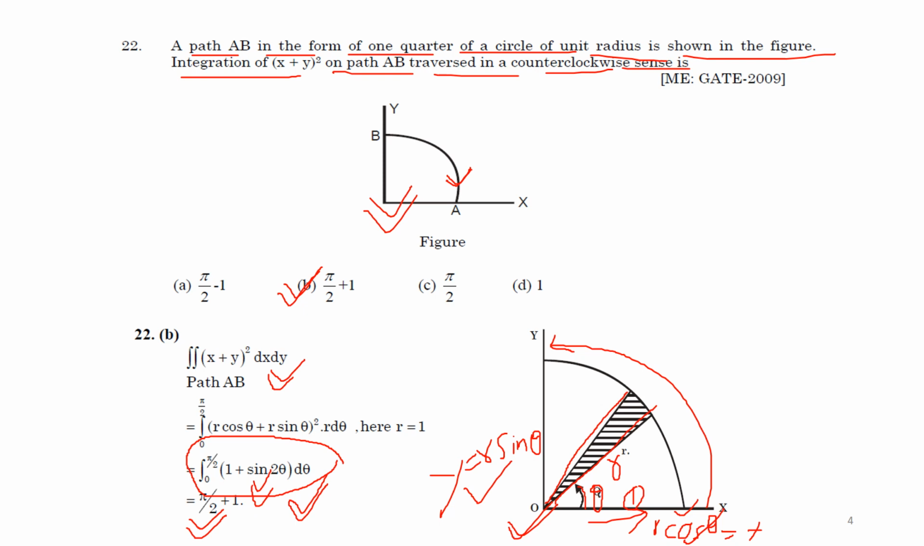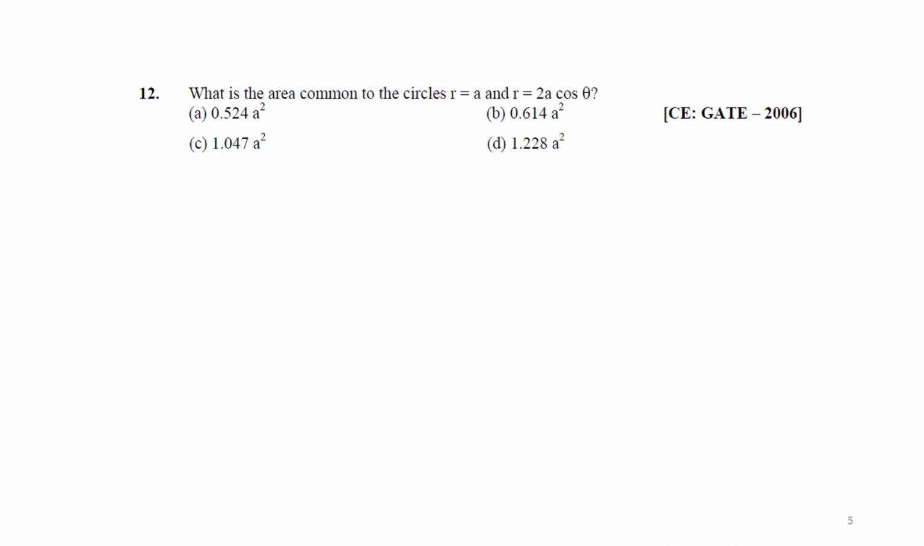Okay, so I hope you understand how to solve this problem. Next question. What is the area common to the circle r is equal to a and r is equal to 2a cos theta? This is actually the standard expression, so I'm not going to give you the explanation of this. You just have to write the final answer, because its answer is D, 1.228 a square.